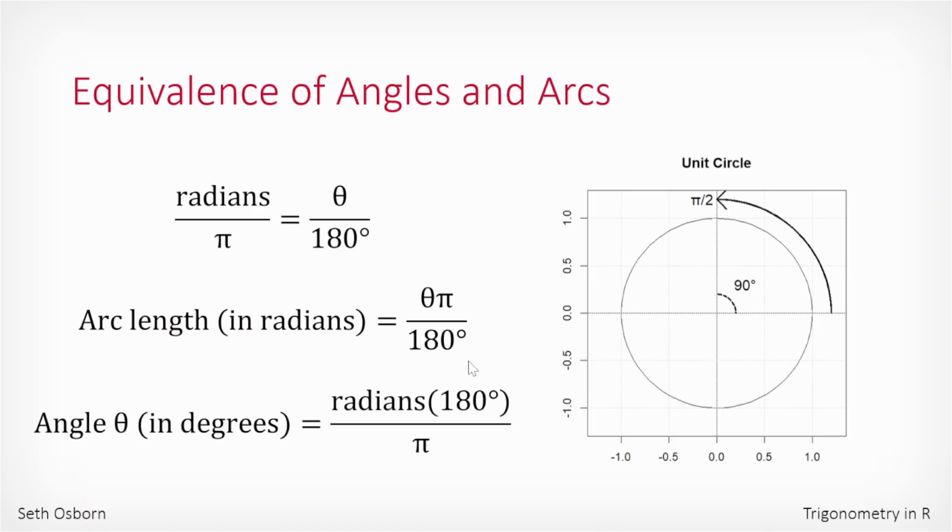We can do the same thing the other way around. Suppose that you've got radians and you want to convert to degrees. We can rearrange this formula. We want to solve for degrees, so multiply both sides by 180, and we end up with, you take your radians, multiply by 180, and divide by pi, and that's going to spit out whatever the angle is in degrees. So angles and arcs are the same thing expressed two different ways.